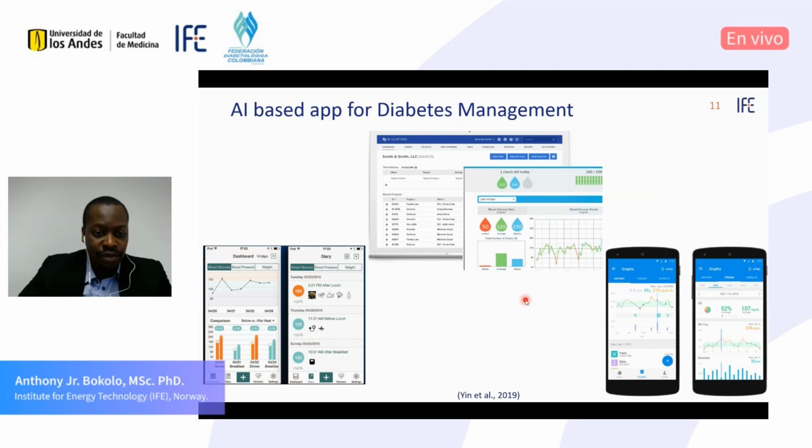So this shows an example of an AI tool that is already developed. Here, you can see that it shows the blood sugar. This tries to show the blood sugar pattern for the patient. You can also check this to show the blood pressure of the patient and also the weight progression based on the regimen or the intervention that the patient is currently on.